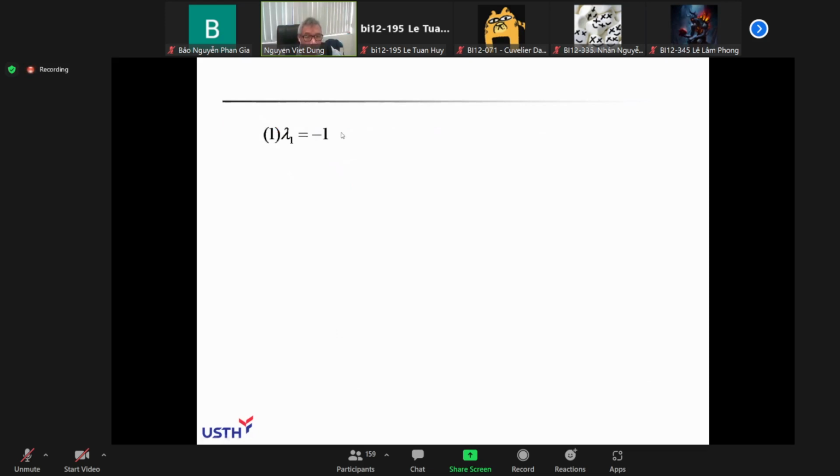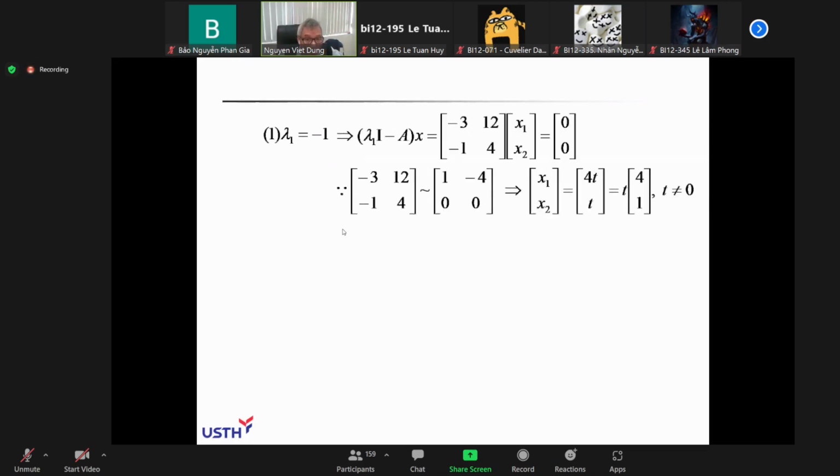For minus 1, in order to find the eigenvector, we need to solve the homogeneous system of linear equations. It is here. And the matrix here is row equivalent to that matrix. And once again, I call your attention to the way to solve a homogeneous system of linear equations.